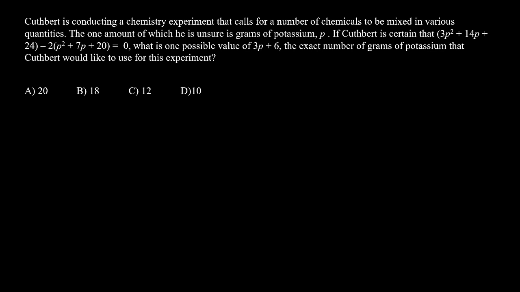So first of all, we don't really care about Cuthbert and his chemistry experiment. The only thing that you really care about is this equation right over here, and the fact that your final answer is going to be 3p plus 6. So we're probably going to have to find p in this question. All right, so we can simplify the equation that we are given.